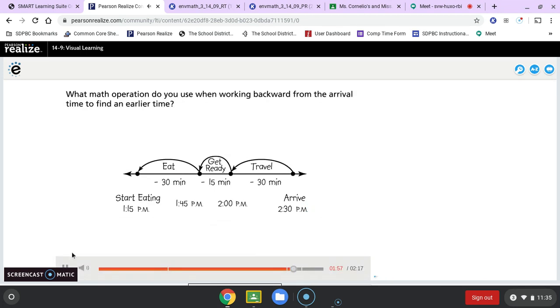What math operation do you use when working backward from the arrival time to find an earlier time? You can unmute your computers and tell me, what are we doing if we're moving backwards? Are we going to add time or subtract time? Subtract. We're definitely going to subtract time because we're going backwards. Very good. Go ahead and mute your computers again, please. Thank you. Okay, Chelsea. You use subtraction.